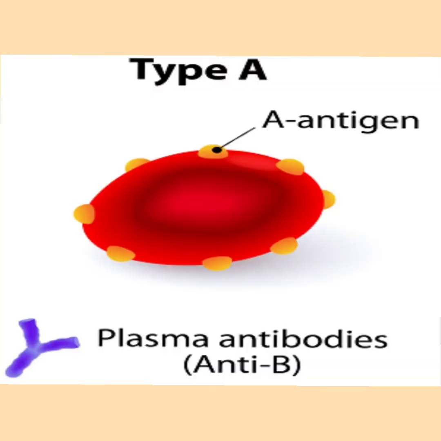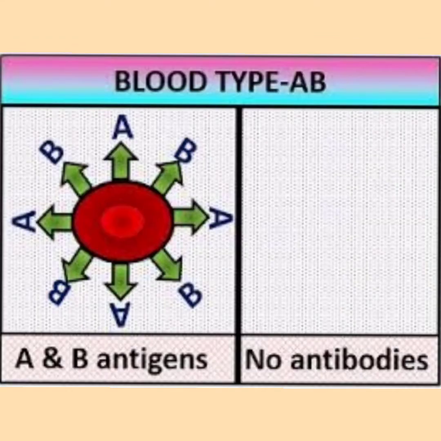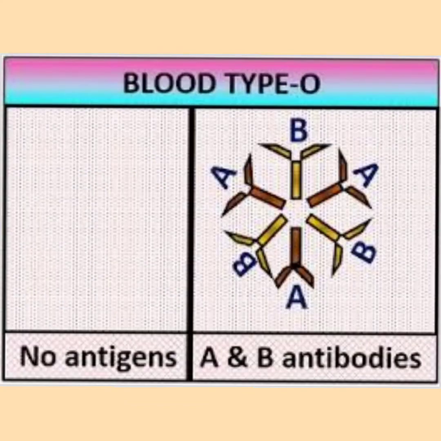You can see in this that in blood group A, the surface antigens in the membrane of the RBCs is A antigen, and the antibodies that are present in the plasma is anti-B. In blood group type B, you can see on the left side the surface antigens are B antigens, whereas the antibodies that are formed in the plasma are A antibodies. In blood type AB, the surface antigens of the RBCs present in the membrane are A and B, but there are no antibodies formed in the plasma. In blood group type O, there are no antigens on the surface of the RBCs in the membrane, whereas the antibodies A and B are formed.